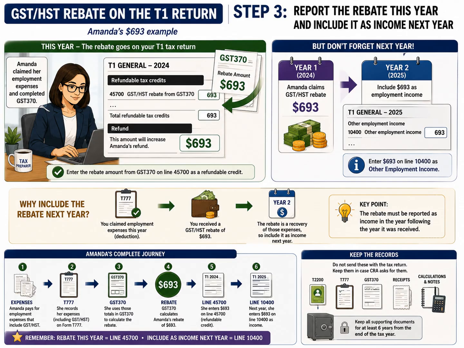Finally, remember the record-keeping requirement. The supporting documents, including the T2200, T777, GST370, receipts, calculations, and notes, should be kept safely. They do not normally need to be sent with the tax return, but they should be available if the CRA asks for them. The key memory rule is: rebate this year, line 45,700, included as income next year, line 10,400.